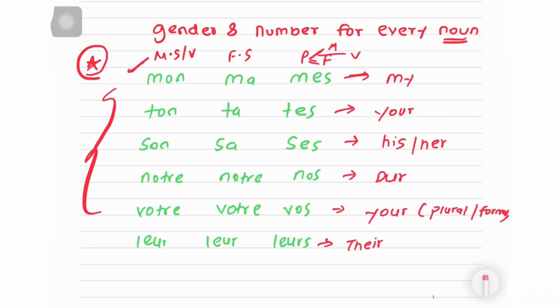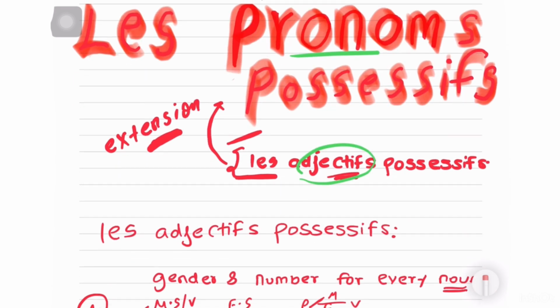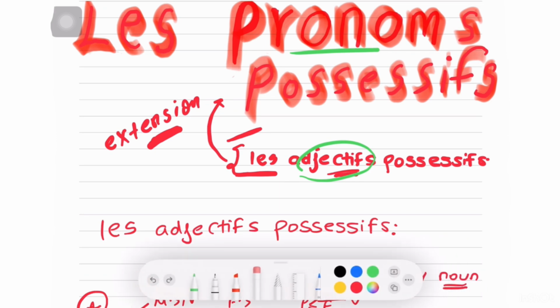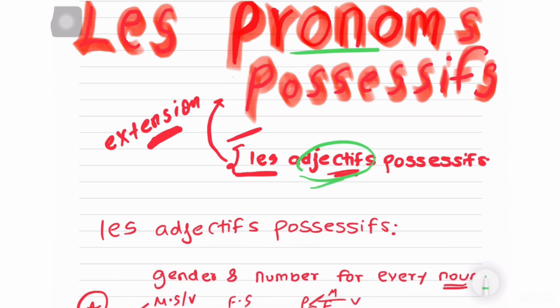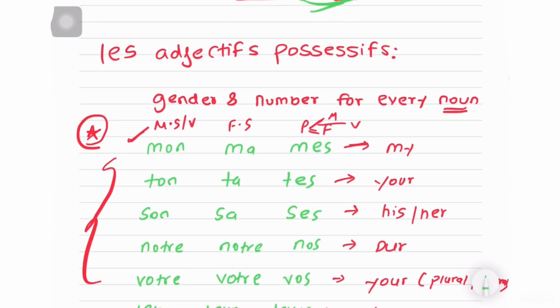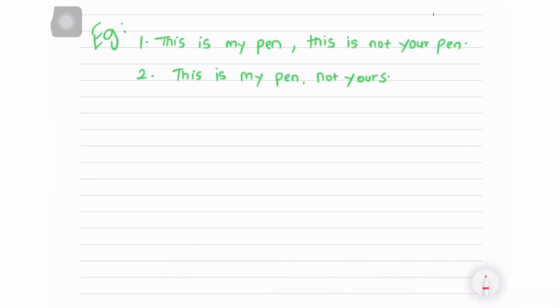Now before we come to le pronom possessif, you need to understand what is the difference between adjective possessive and pronom possessif. We'll understand that through an example. We'll take it in English. As you can see, we have 2 sentences. First one is, this is my pen, this is not your pen. And the second one is, this is my pen, not yours. So here, my is our adjective possessive, right? That is clear to us, because it's telling us who owns the pen. Who owns the pen? I do, my pen.